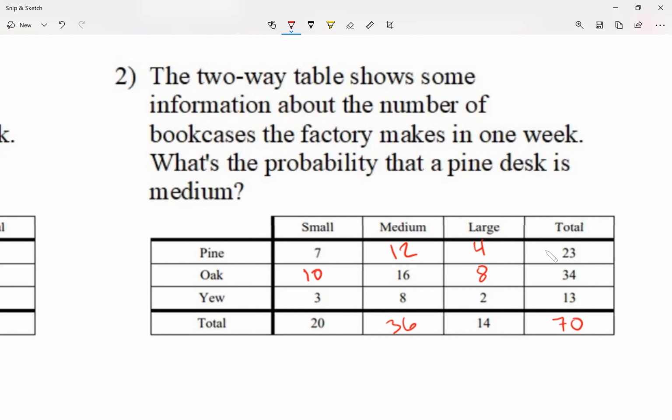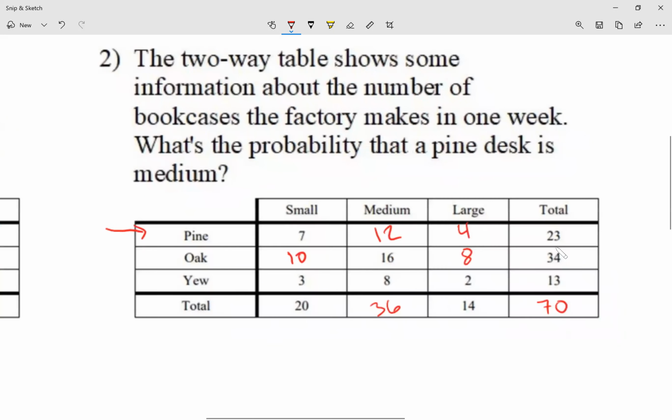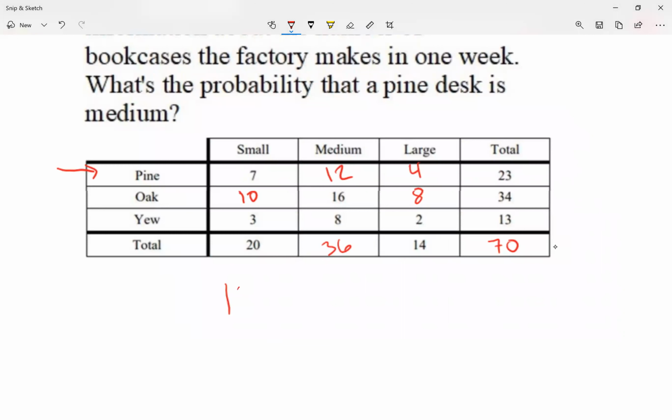The two-way table shows some information about the number of bookcases that the factory makes in 1 week. What's the probability that a pine desk is medium? So I'm talking about pine, so I'm going to be looking at this row. Everything about pine bookcases. I know that pine and medium is 12. So for the moment, let me write, there's 12 pine medium bookcases.